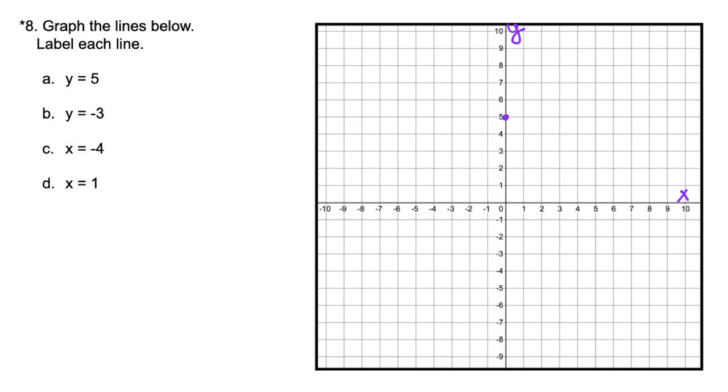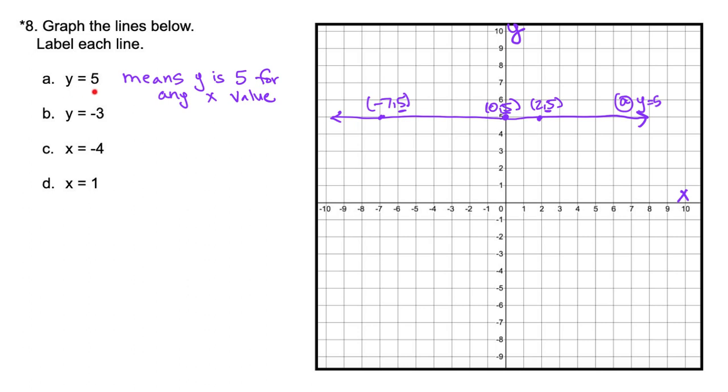Where is y 5? Y is 5 right here. Y is 5 also here as well. This point is 2, 5, just like this point right here is 0, 5. This point over here is negative 7, 5. I'm doing this just to show you that everywhere the y value is 5 is going to fall along this line, which is why this is the line that represents the equation y equals 5. Keep in mind that the equation y equals 5 means that y is 5 for any x value.